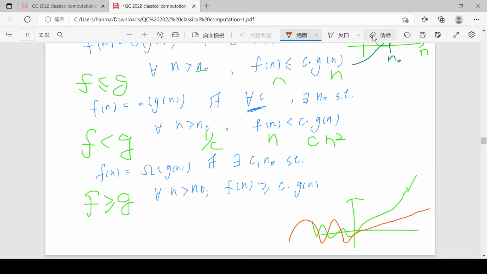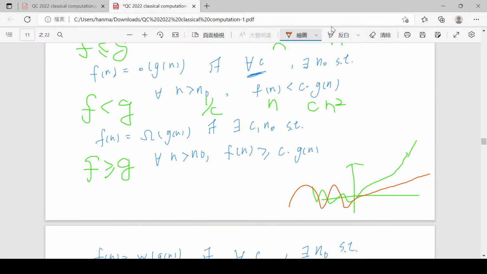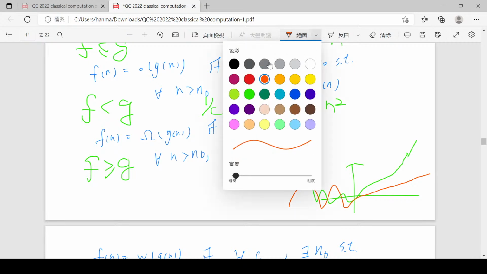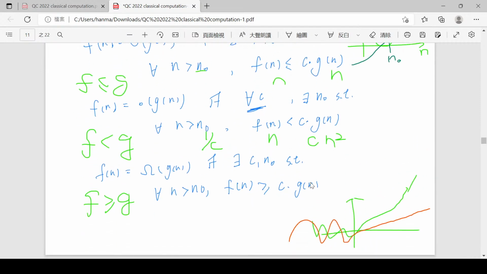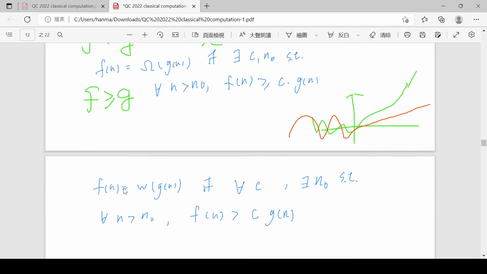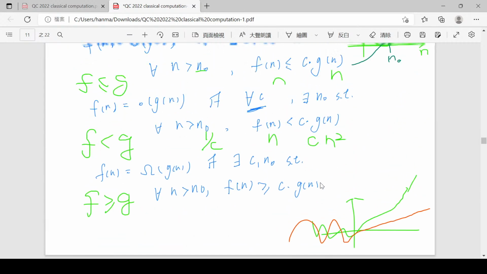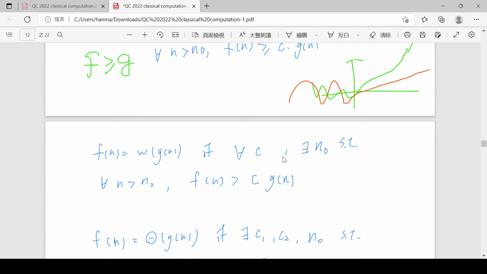Okay. And then there is, okay, let's finish describing this. So that's big omega. F being big omega of G means that F is bigger than G for all big N. And similarly, there is F of N being small omega of G of N. And that means for all C, there exists an N naught that can be dependent on C, such that F of N is actually bigger than C times G of N.